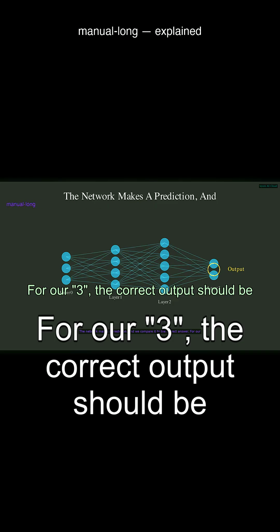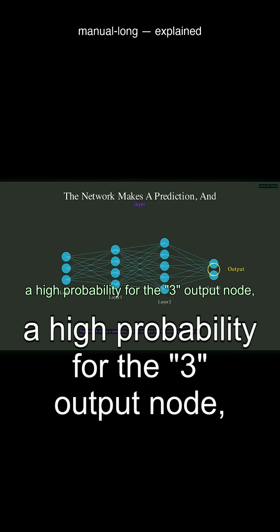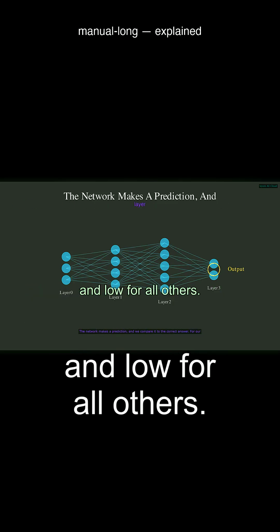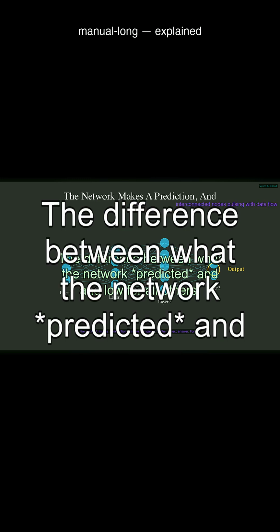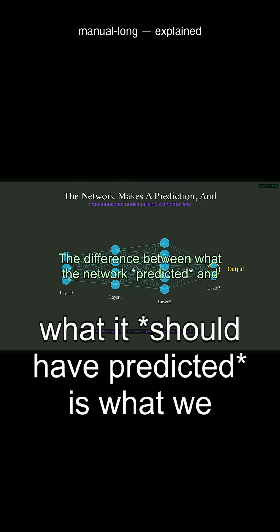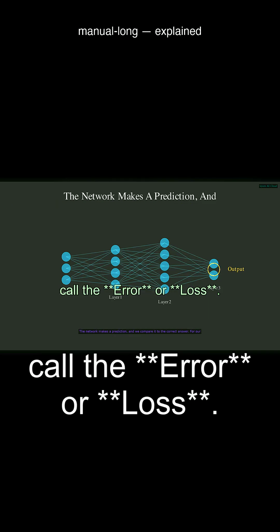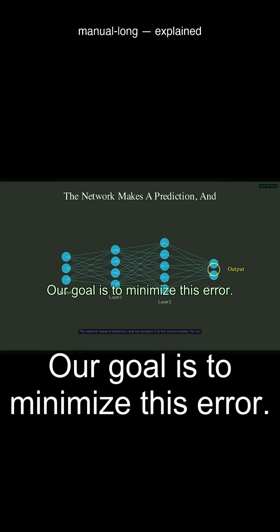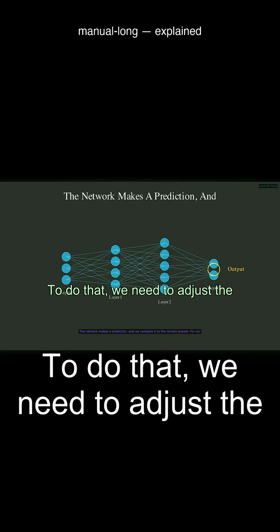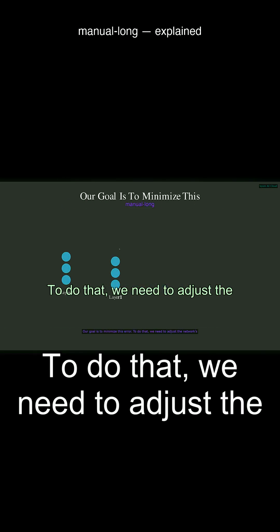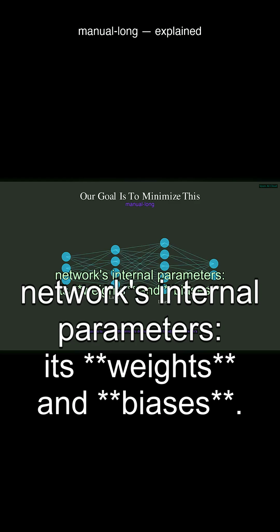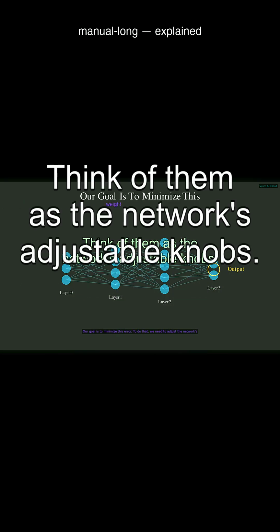For our 3, the correct output should be a high probability for the 3 output node, and low for all others. The difference between what the network predicted and what it should have predicted is what we call the error or loss. Our goal is to minimize this error. To do that, we need to adjust the network's internal parameters, its weights and biases. Think of them as the network's adjustable knobs.